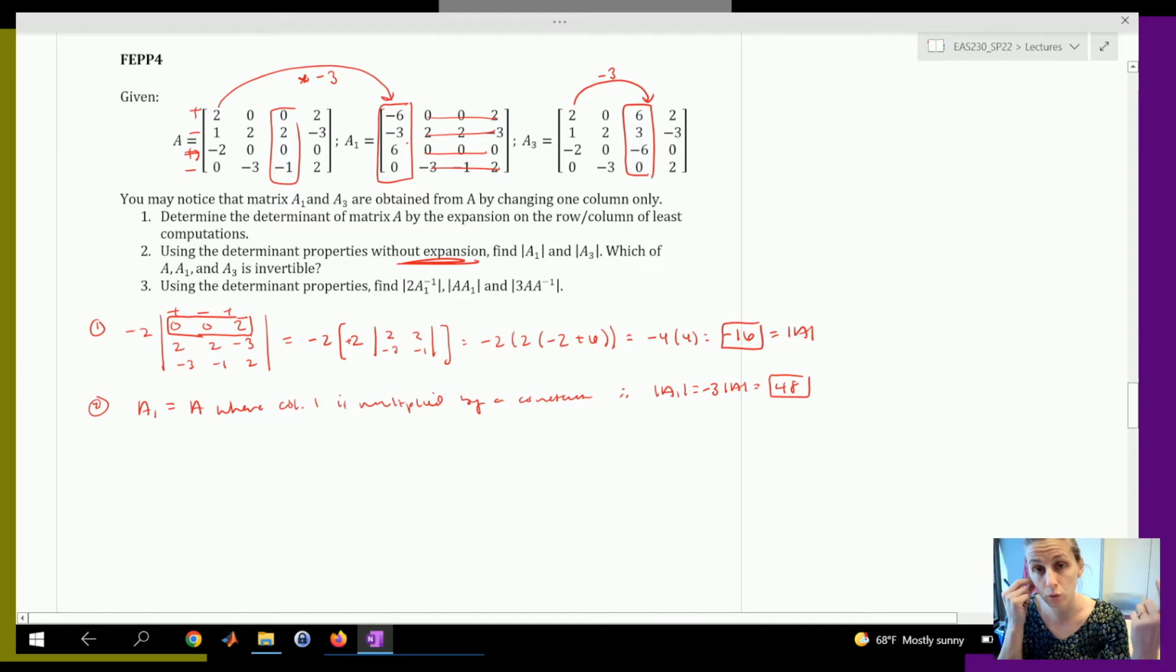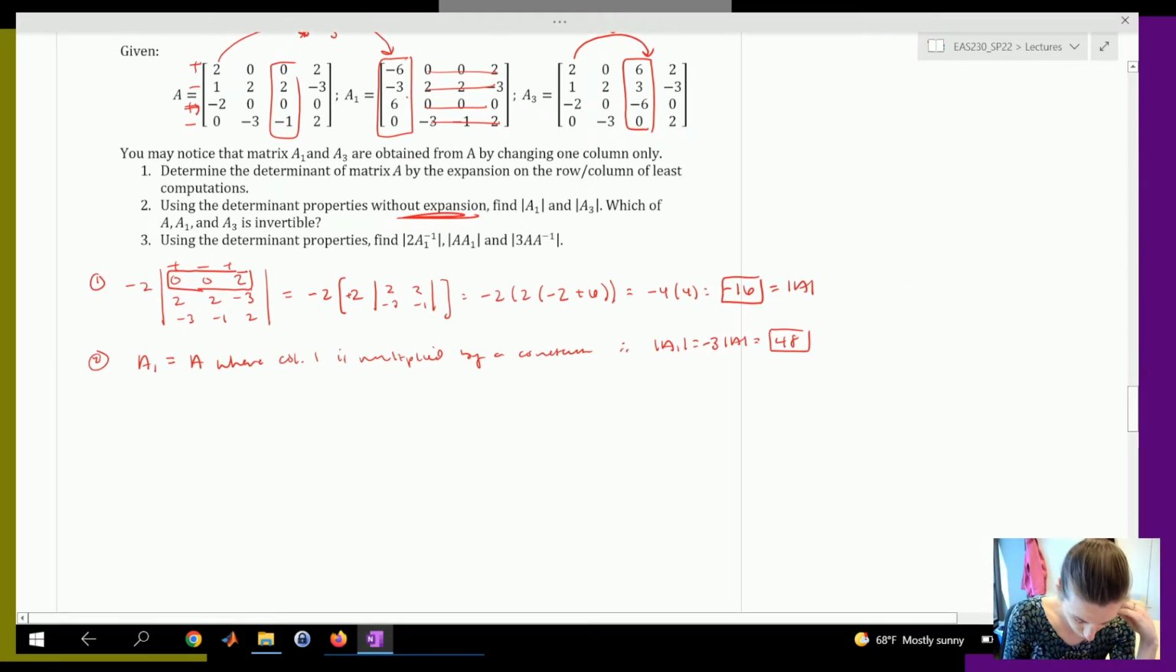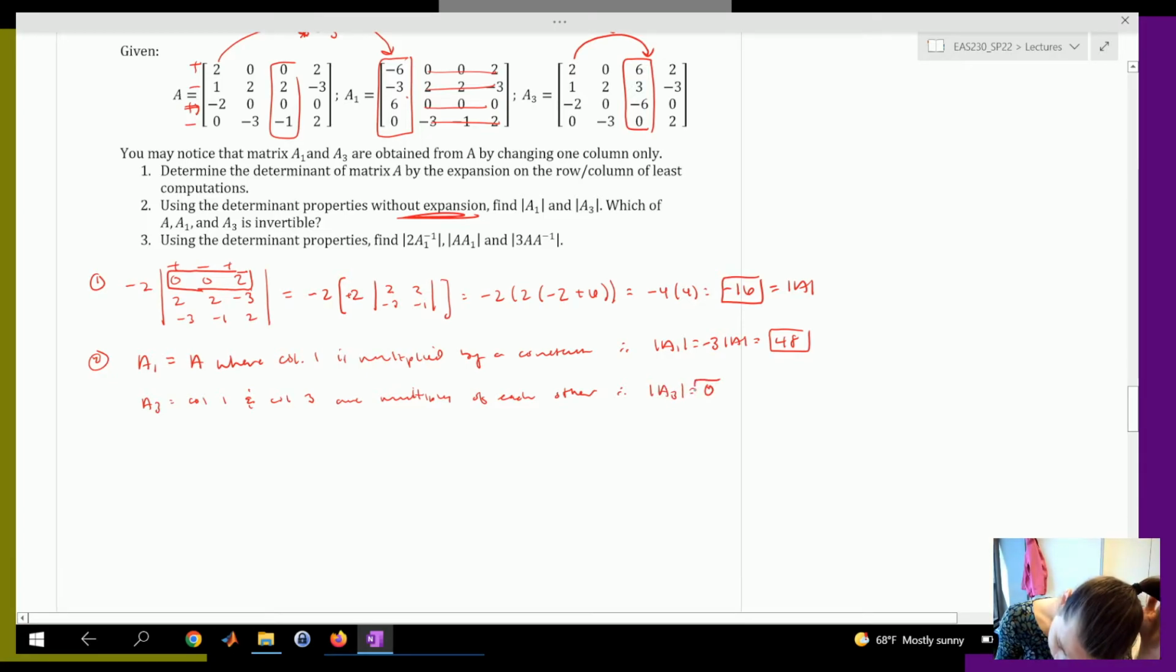Okay, if you have two columns that are the same or constant multiples of each other, your determinant is 0. So for A3, column 1 and column 3 are multiples of each other. Therefore, your determinant of A3 is equal to 0. Okay, and then it asks which of the matrices are invertible. So A1 and A are invertible. A3 is not invertible.